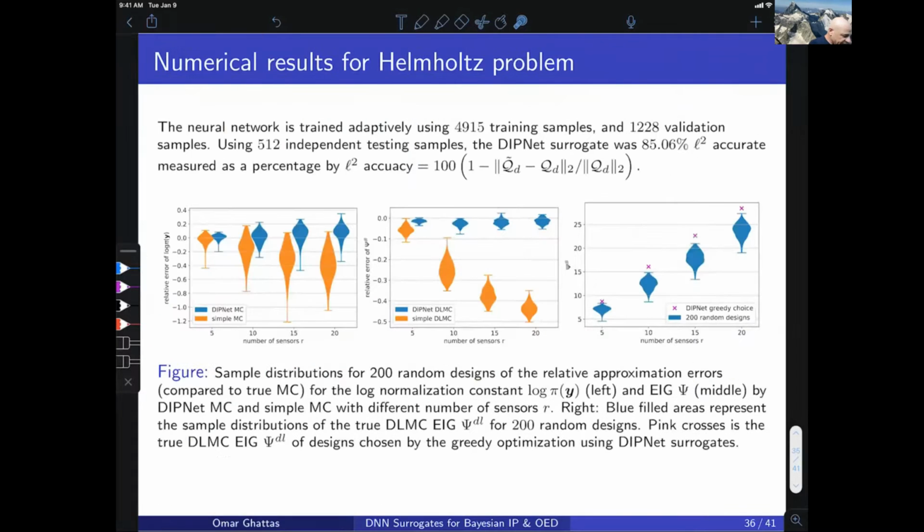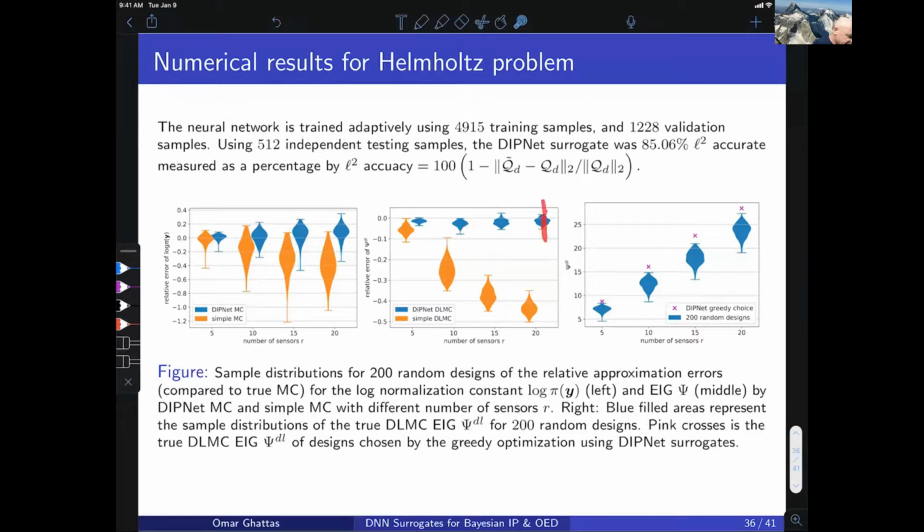And now, what is the effect on the solution itself of the OED problem if we use this representation as a proxy, as a surrogate? Let's look at this one. This is the relative error in the objective function. So this is this expected information gain, expected KL divergence. What you see is the distribution of the error for the neural network surrogate. These are for random designs.